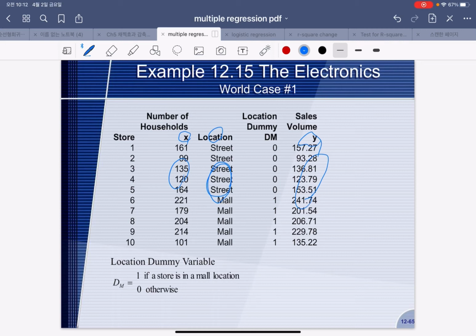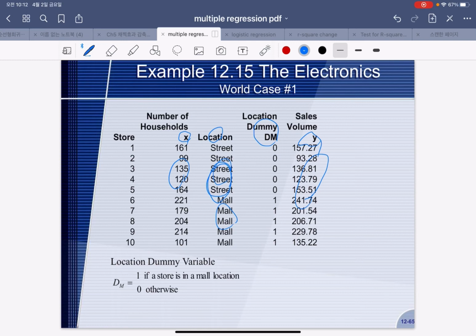Now, if you have, in this case, street or mall, so you have two categories. In that case, you only need one dummy variable. So you use a 0 for street and 1 for mall.